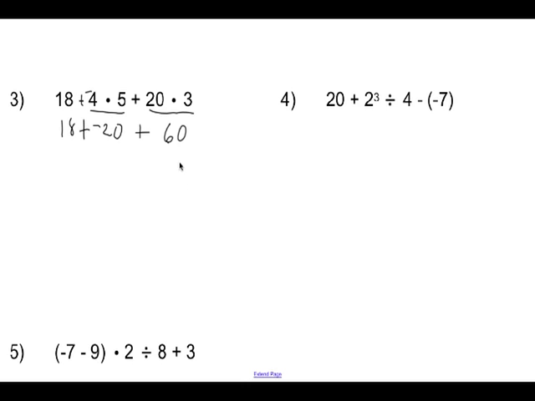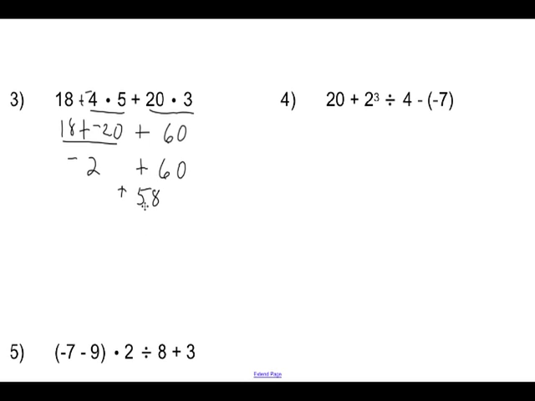All I have left is addition, so I can go left to right. So 18 plus negative 20, I take the sign of the bigger number, which is negative, and subtract. So negative 2 plus 60 gives me another problem where I have a negative plus a positive, so I take the sign of the bigger number, which is positive. And I don't care if you put a positive there, that's fine. And then 60 minus 2 is 58.